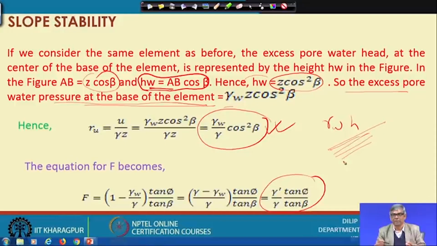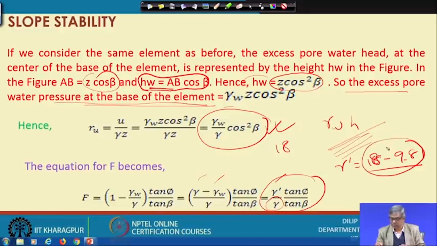Okay. So, simplifying the problem, your expression becomes gamma submerged by gamma tan phi by tan beta. Gamma submerged, the gamma dash, is what? Gamma submerged is gamma minus gamma_w, and this gamma is the total gamma. So, if the soil has a total gamma of 18, then your gamma submerged will be 18 minus 9.81, that is the value for water. So, gamma submerged will be this. This divided by 18 multiplied by the original factor of safety will be the actual factor of safety.